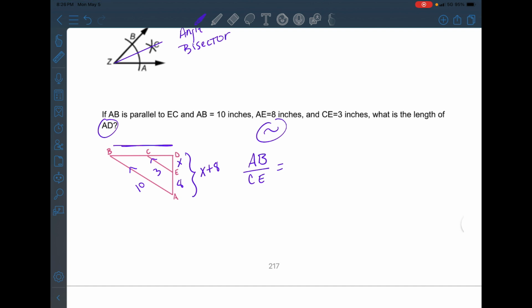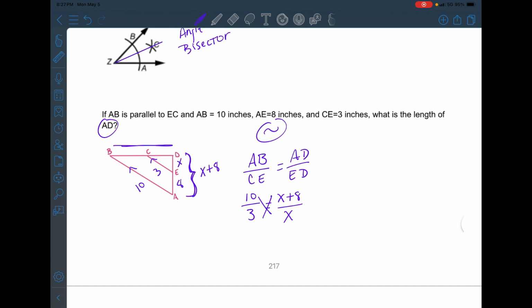So our big part is AD. And the small part is ED. Remember, AE is not a side of a triangle. That's a quadrilateral. All right, so now we're going to put in the numbers we have. So AB is 10. CE is 3. AD is X plus 8. It is okay to have some X's in here. And ED is X. When you have your fractions filled out, you are going to cross multiply.